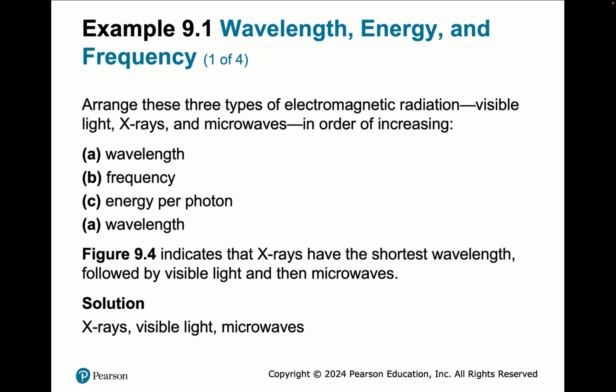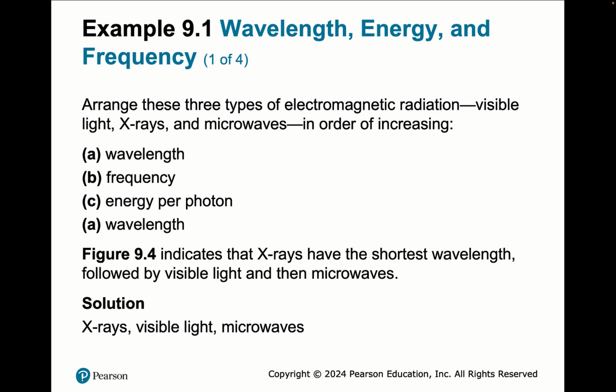Okay, so wavelength and frequency are inversely proportional. So the longer the wavelength, the shorter the frequency, and the shorter the wavelength, the higher the frequency. Microwaves have the longest, then visible is the middle, and X-rays are the shortest as far as wavelength. So it's going to go X-rays, visible, and microwaves for wavelength. Frequency is going to be the opposite, from low to high.